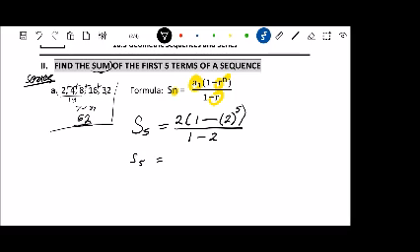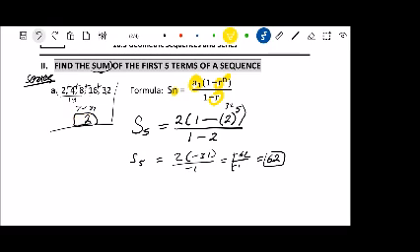All right, so we work this out. The sum to the 5th is 2 times, well, 2 to the 5th is 32. 1 take away 32 is negative 31. And then 1 take away 2 is negative 1. So we get negative 62 divided by negative 1, and that means we get 62 just like that.